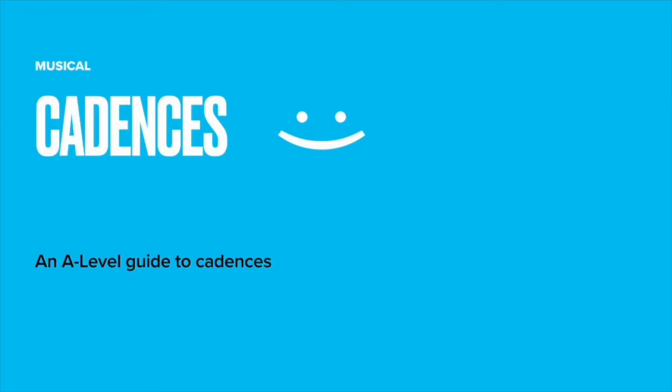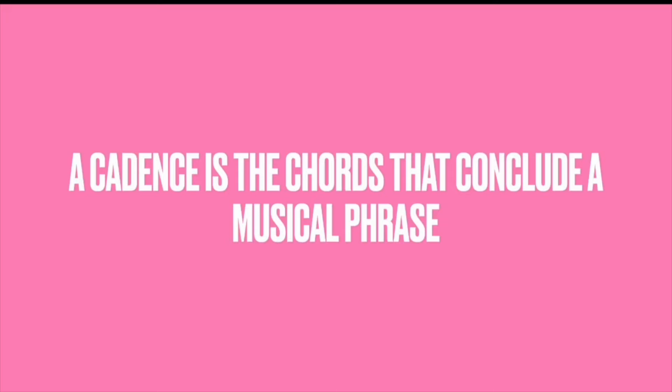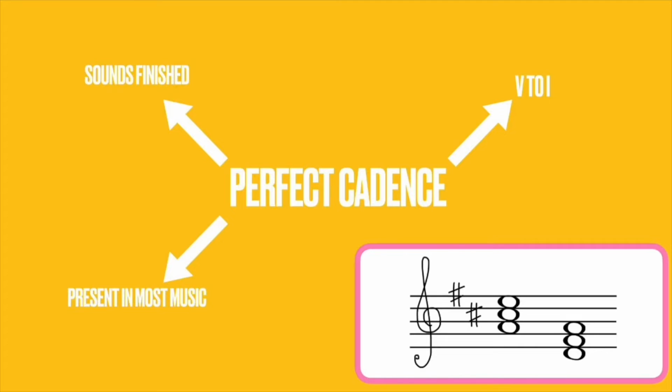Cadences. A cadence is the chords that conclude a musical phrase. There are 4 main types of cadence, the first being the perfect cadence. In this, we go from chord 5 to 1, which is the dominant to the tonic of a key. This is present in pretty much all music and often ends a phrase, a main section, and usually the end of a piece. You can tell it's a perfect cadence by the fact that it sounds finished, as though you're not expecting anything else to come next. For example, in the key of D major, the perfect cadence would be A to D.